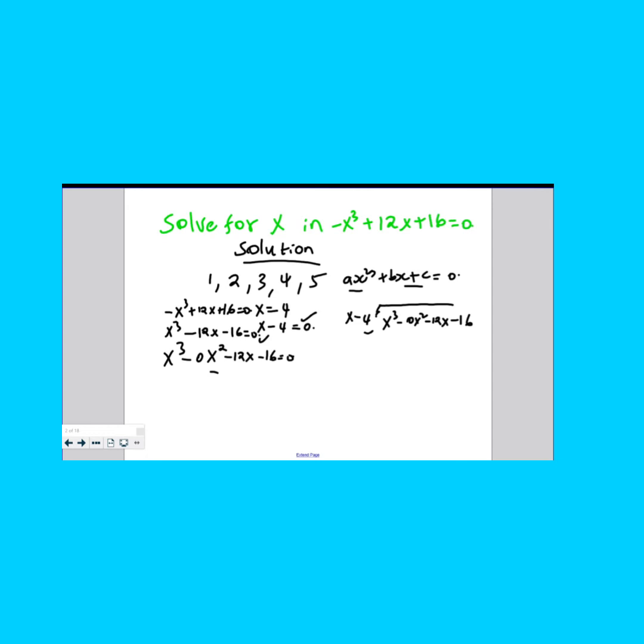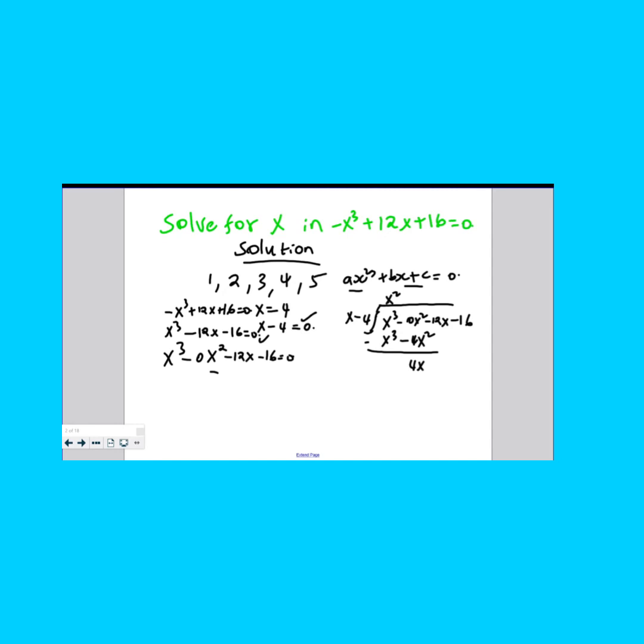In long division, we put a value here that when multiplied by this will give us the term here. So definitely we can take the first one as x squared, because x squared times x gives x cubed, and x squared times minus 4 gives minus 4x squared. Then we subtract: x cubed minus x cubed is 0, and we obtain 4x squared as our answer here.